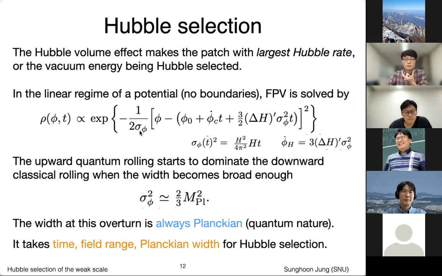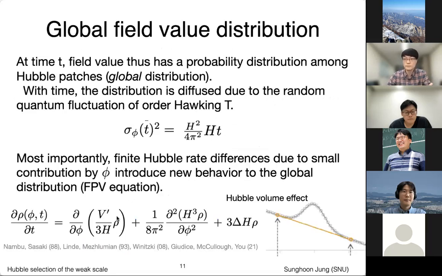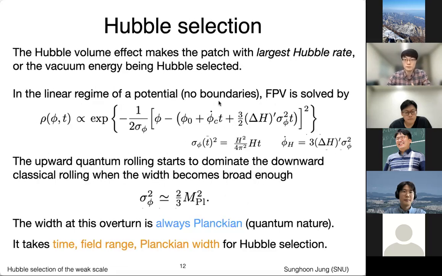The width of the Gaussian distribution is given by the Hawking temperature squared times the number of e-foldings. The peak location is first given by the classical rolling down, phi c dot is minus V prime, so it's negative. It's always going down to the bottom of the potential. The other contribution is due to the Hubble volume effect, the variation delta H times the width squared. If the width were small, there wouldn't be any Hubble volume effect. But as the width grows, we have a larger and larger Hubble bias, so a larger Hubble volume effect. So the peak location may not always go down, but at some large width we have a positive movement of the peak. That happens when the width is Planckian.